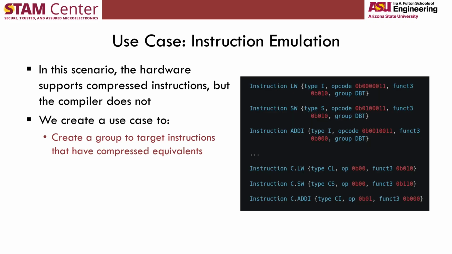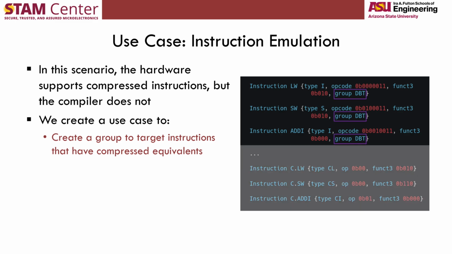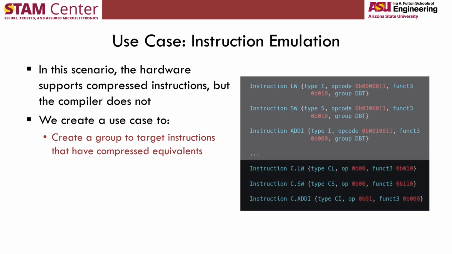To provide this support, we need to first create our ArchVisor sources, and these are going to consist of the instructions that have the compressed equivalent. And as you can see, we're assigning these the DBT group to help us with the instrumentation routine. And then once we've declared all of these instructions, we declare their compressed equivalent so that we can translate from the uncompressed to the compressed format.